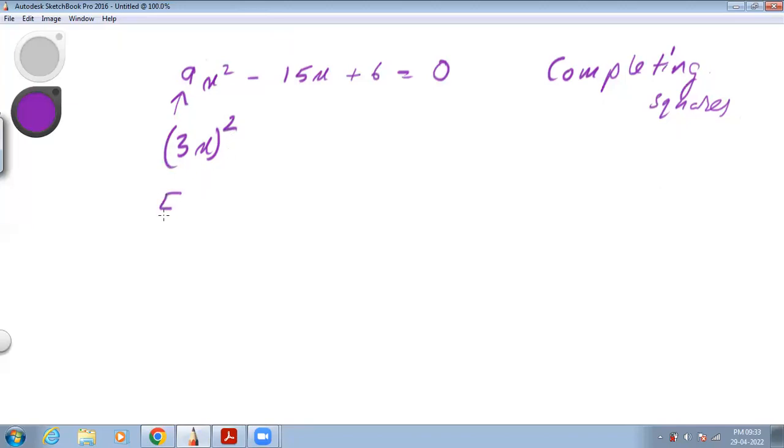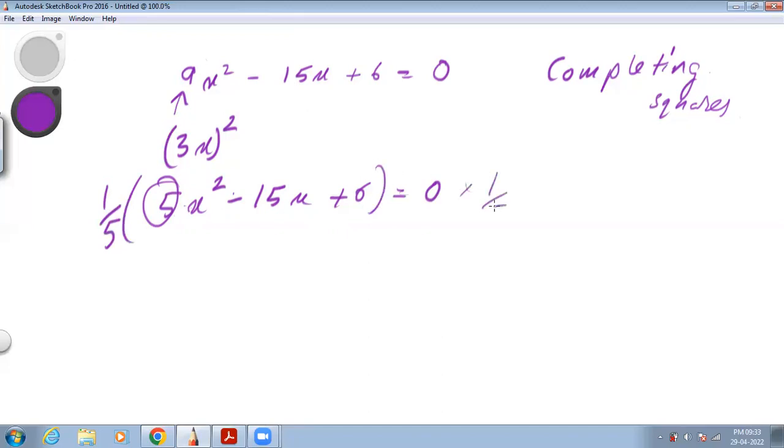So let's say it was 5x square. If it was like that, 5 is now not a perfect square. Let's say it was 5x square minus 15x plus 6 equals to 0. So in such cases, what do you do? You make the coefficient of x square as 1. So how do we do that? By dividing both sides by 5, right? If you divide the left hand side and the right hand side by 5, the equation remains the same, right?